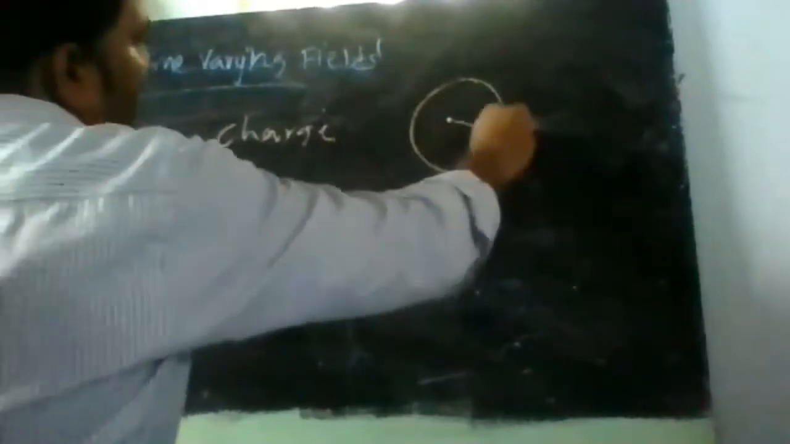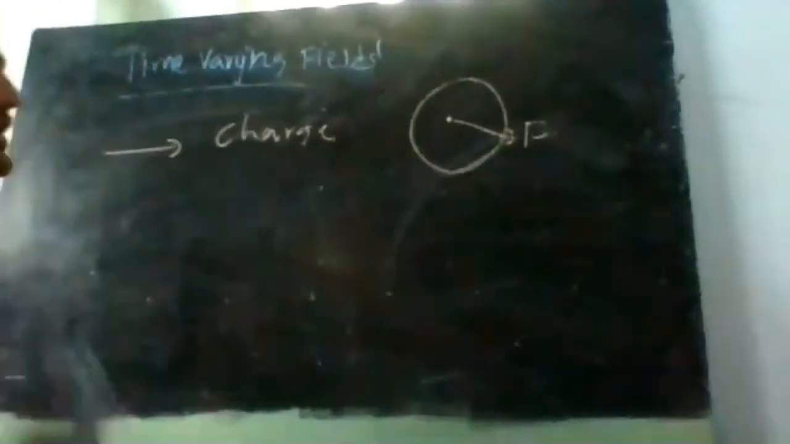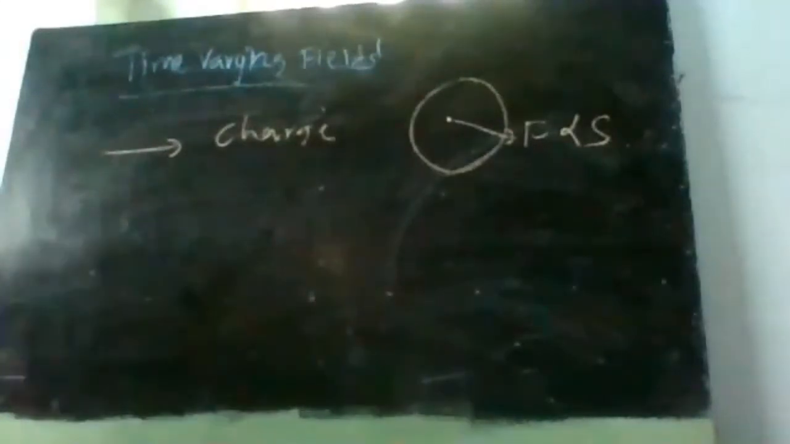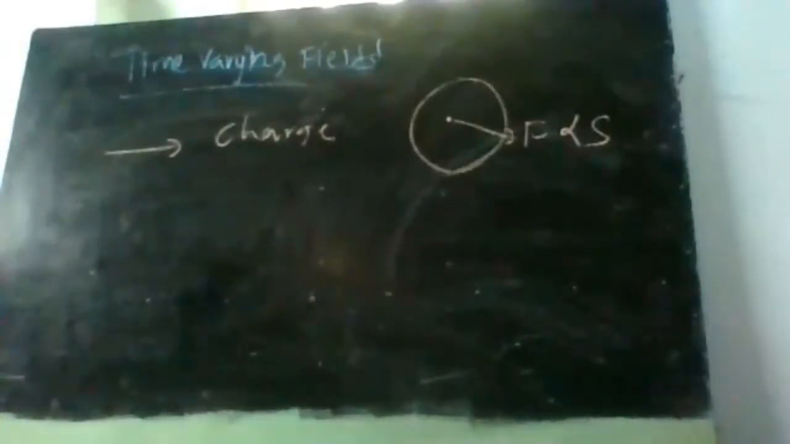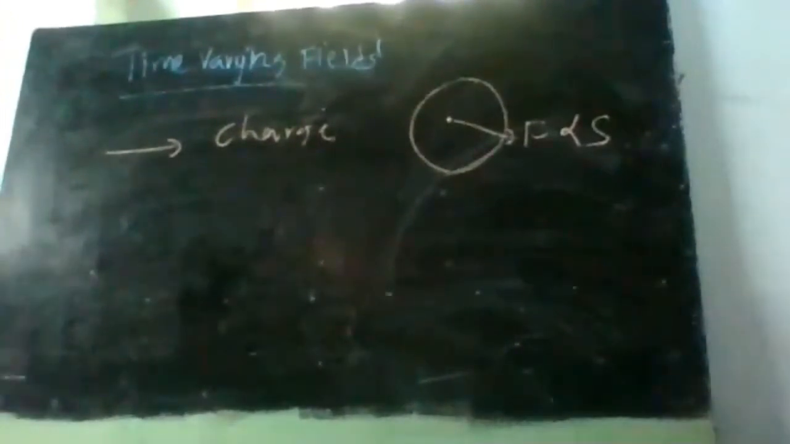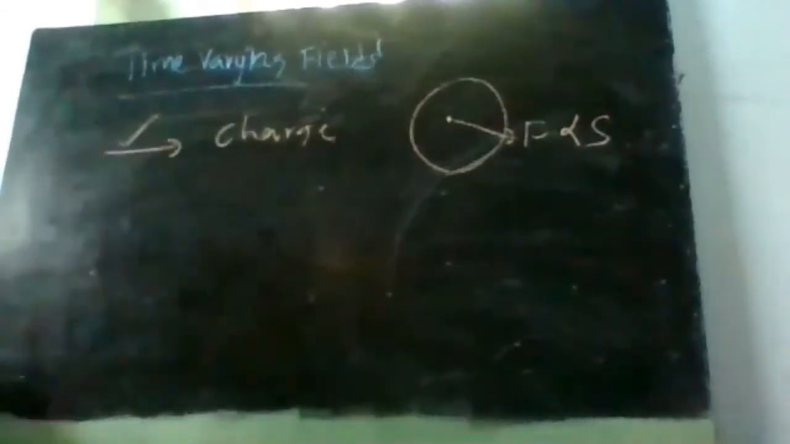Charges at rest means whenever a charged particle is static, we have seen that some force will be generated. This force is just a function of space and it is independent of time. That means the value of the force will remain constant at all time instants. So this is the first point.